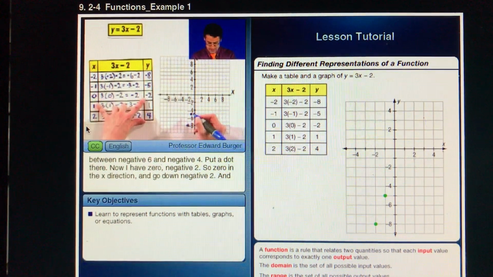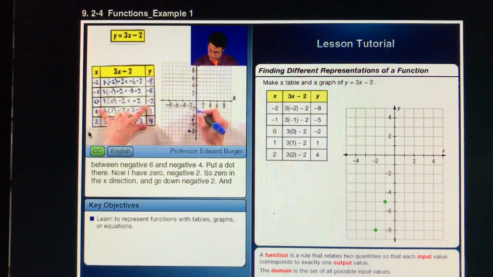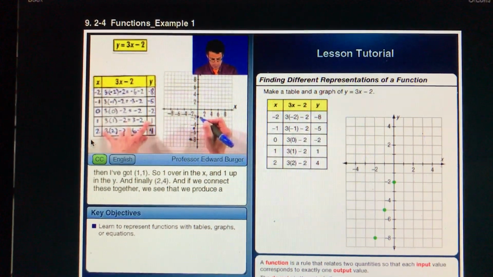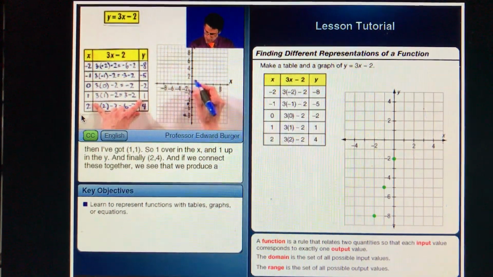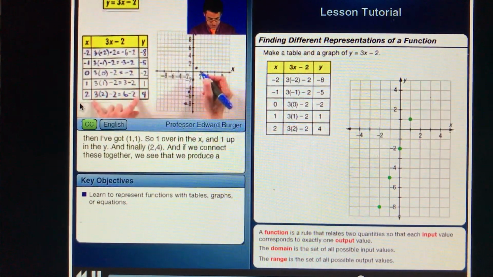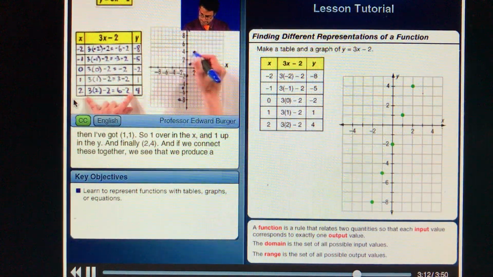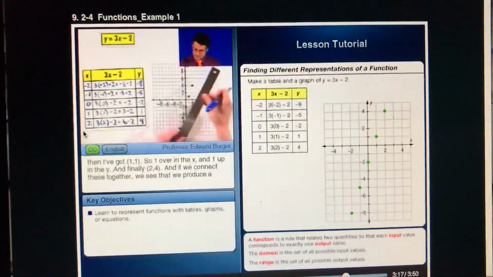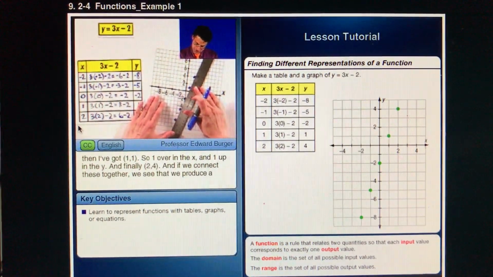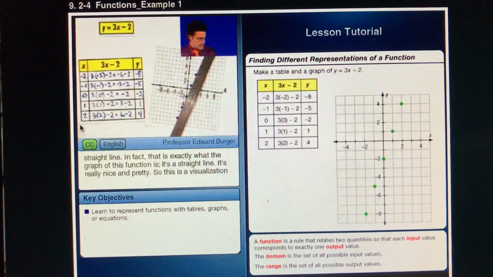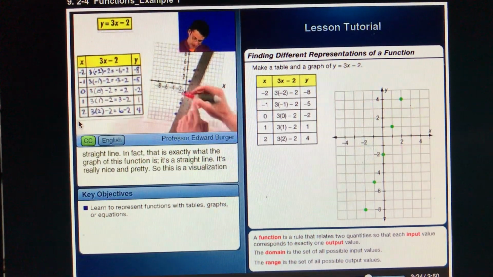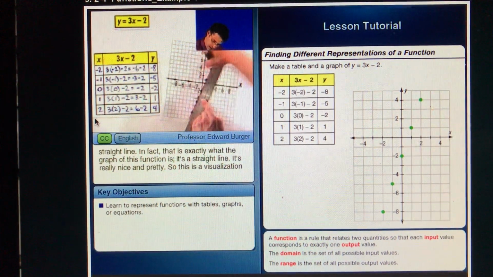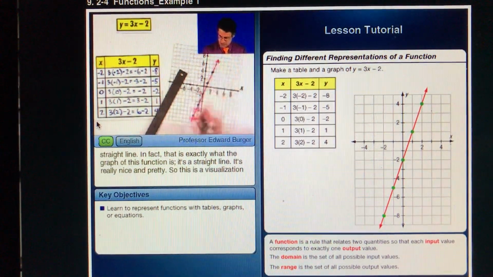Put a dot there. Now I have 0, comma negative 2, so 0 in the x direction, and go down negative 2. And then I've got 1, comma 1, so 1 over in the x and 1 up in the y. And finally, 2, comma 4. And if we connect these together, we actually see that we produce a straight line. And in fact, that's exactly what the graph of this function is. It's a straight line. It's really nice and pretty. And so this is a visualization of this function.